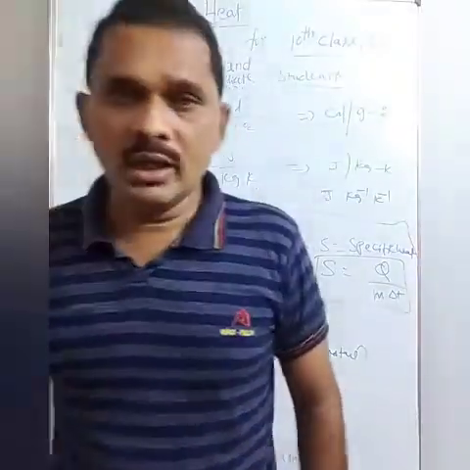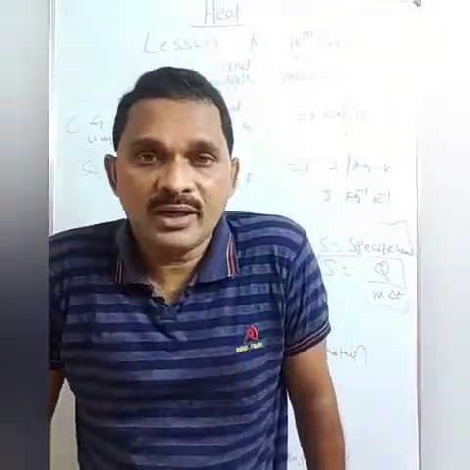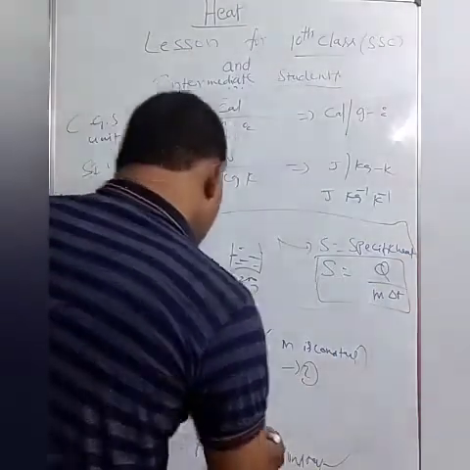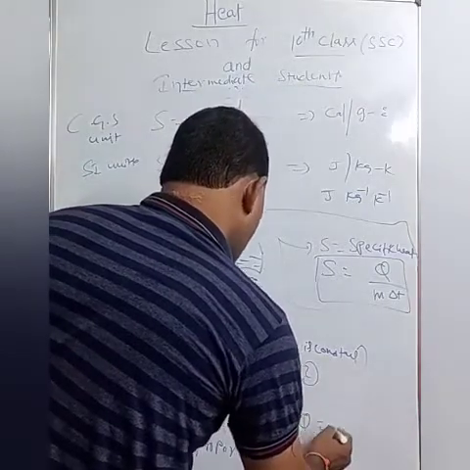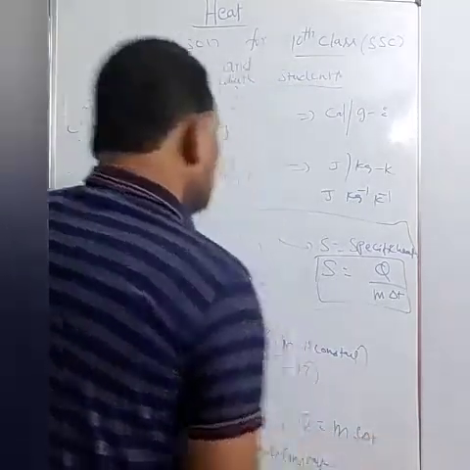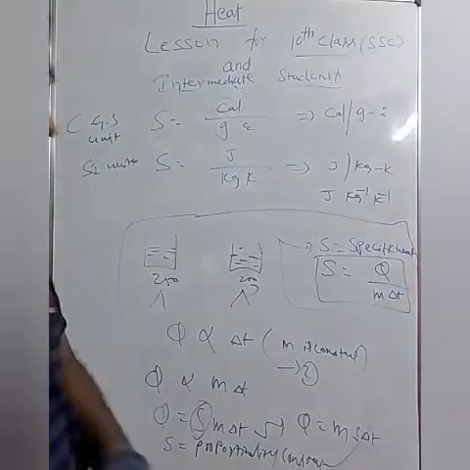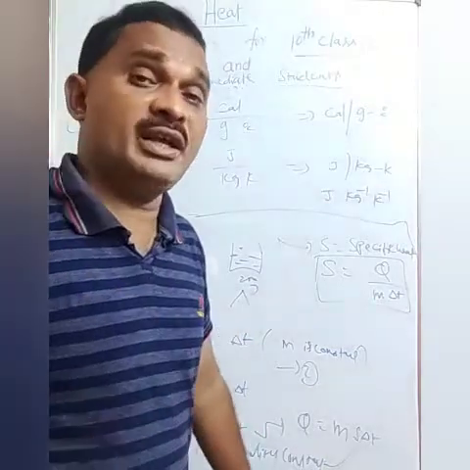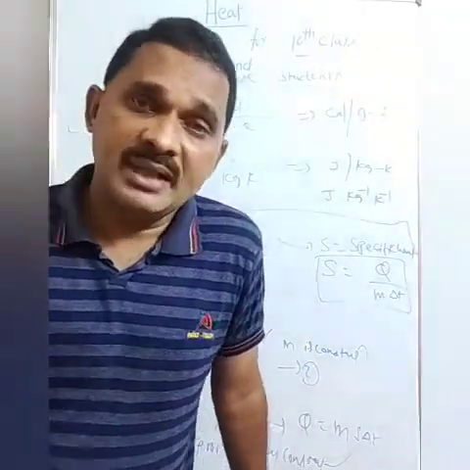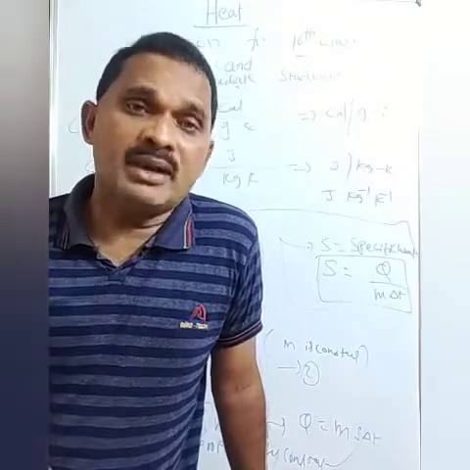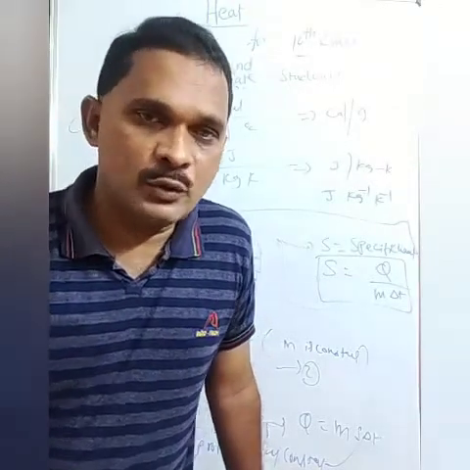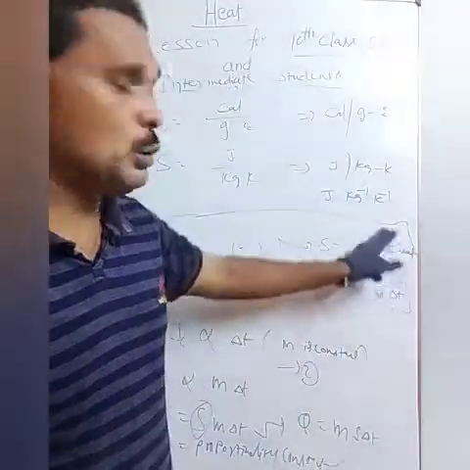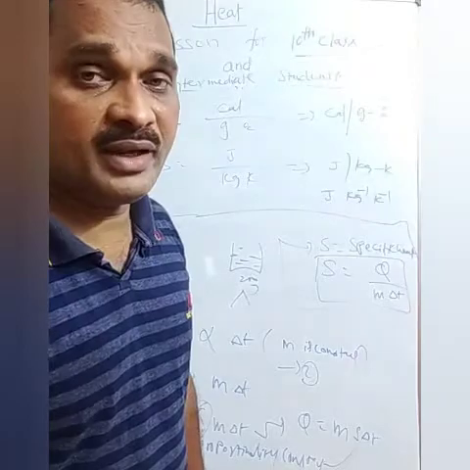So now we understand the formula for heat. What is the formula for heat? Q is equal to m s delta T. Then what is the formula for specific heat? S is equal to Q by m delta T. These two formulas are very important from the examination point of view and for problems, where you will use these formulas. Both are very important.